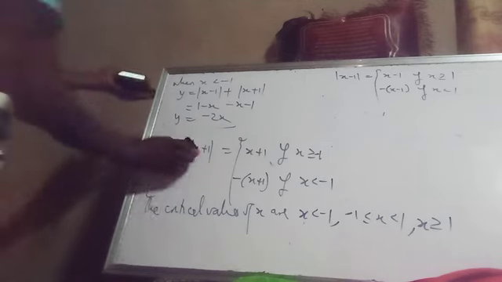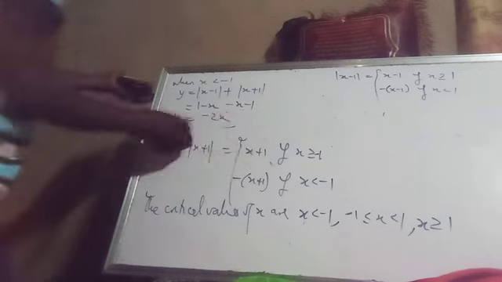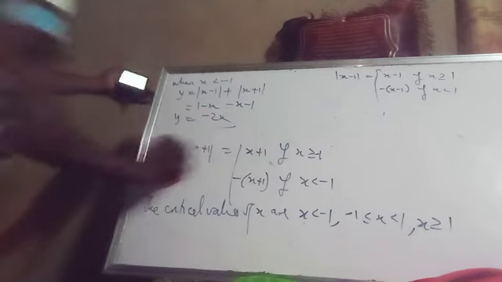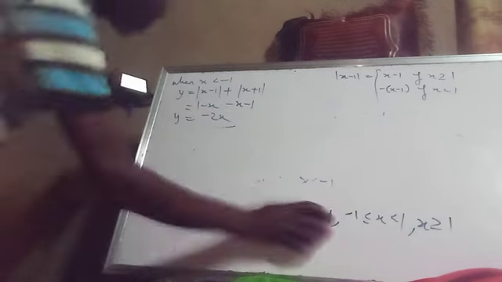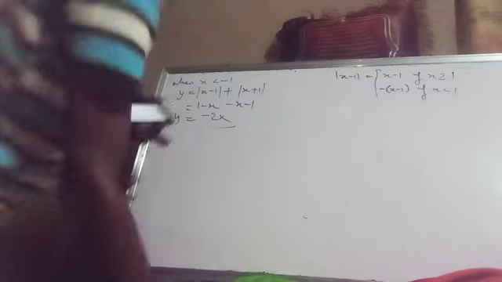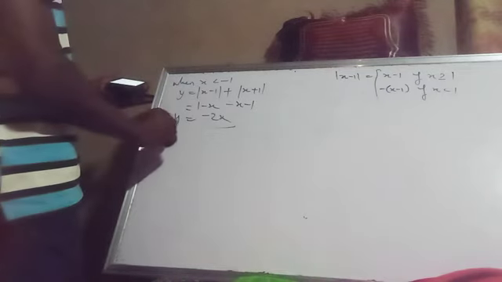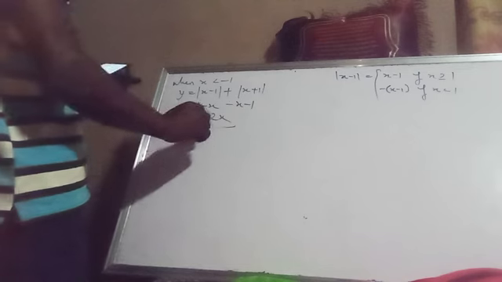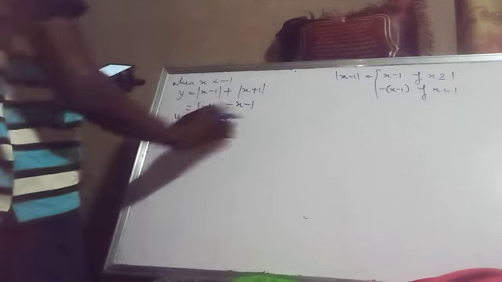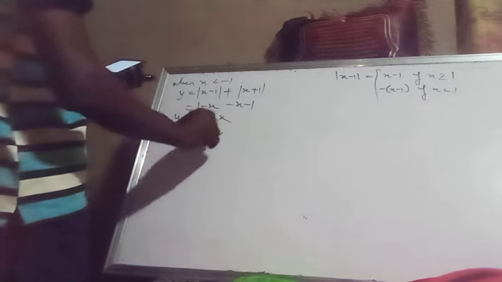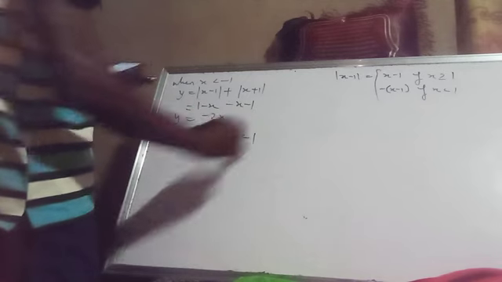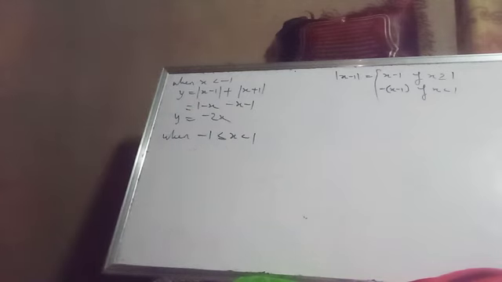Now let's look at the second one. With the second one, I think the explanation will be clearer. Let's clean it. The board is so short that we just have to manage with what the board has. Now the second one we have picked: when we have minus 1 less than or equal to x less than 1. That's the second critical value of x.